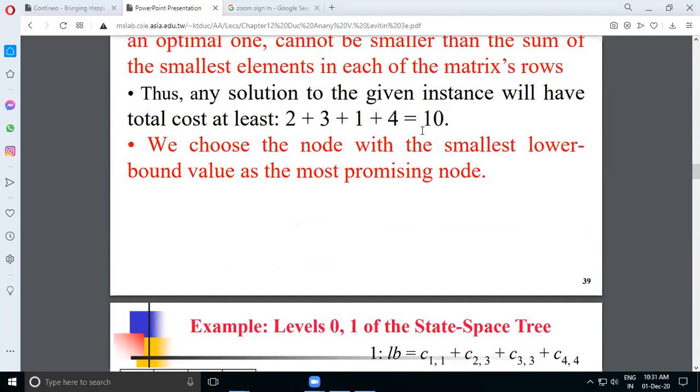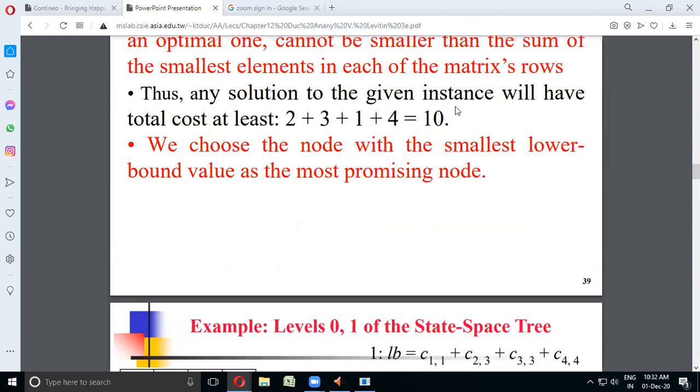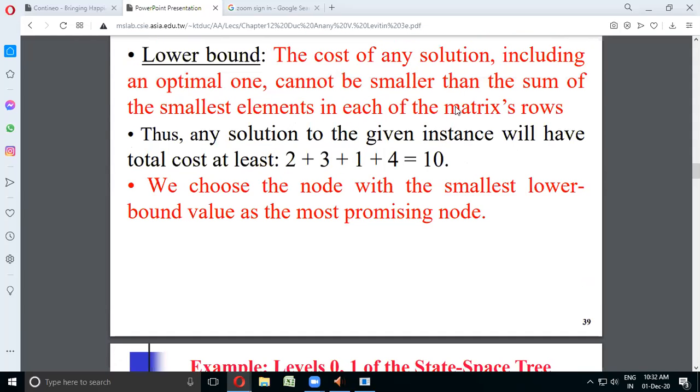Okay, so now I have given you a problem to solve. Any solution to the given instance will have the total cost at least 2 plus 3 plus 1 plus 4, which I have picked from each of the rows. 2 plus 3 plus 1 plus 4, 10. So my solution may not be exactly 10, but it may be around this 10.